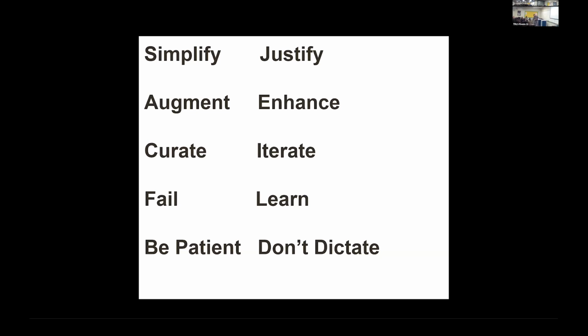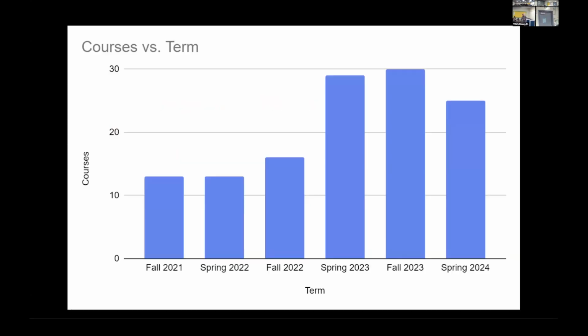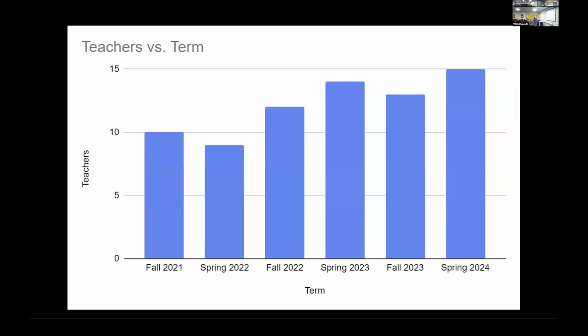And simplify. So we'll come back to these as we go through a few things. So this is some basic data. We started, I think, in summer of 2021. This is courses, how many courses or how many shells we have during each semester. Growing, backed off a little bit in spring. I think there's reasons for that.